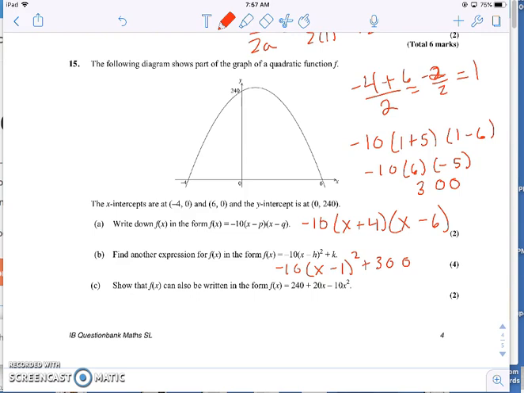And then it asks to write it in standard form, so we just have to take that and multiply it out. So negative 10 times x minus 1 times x minus 1 plus 250, and multiply that out.